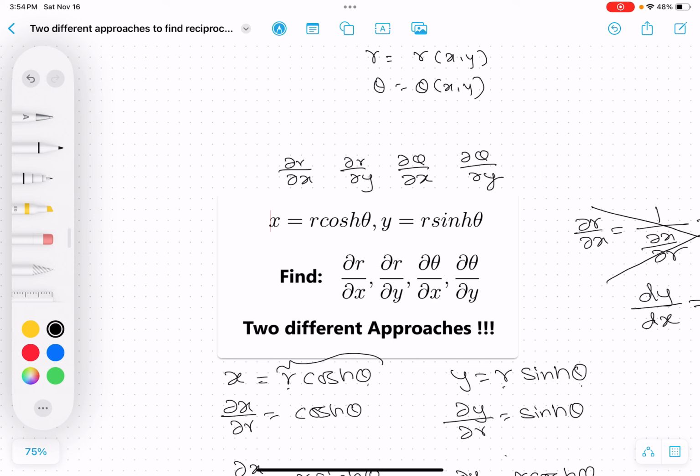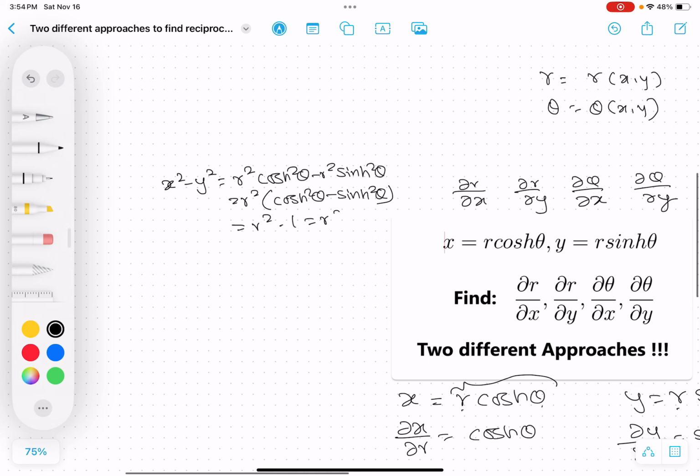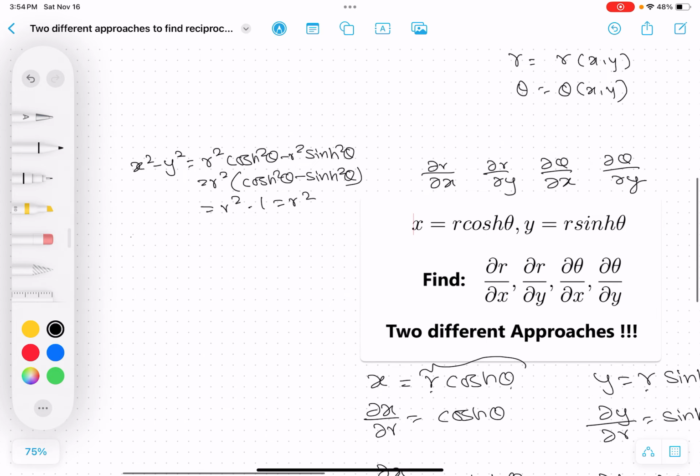So first of all, notice that if you try to find x square minus y square, that will just be r square cosh square theta minus r square sinh square theta. And if you take r square common, that will just be cosh square theta minus sinh square theta, which we know is 1, right? So this is just r square. Similarly, if you try to take y by x, that will just be r sinh theta by r cosh theta, that will just be tanh theta, right?